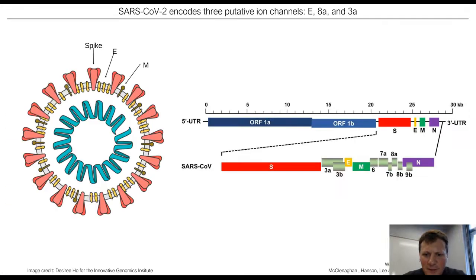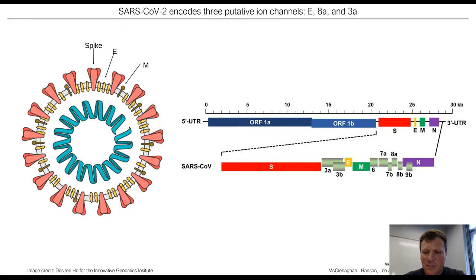So the first of these stories concerns a protein called ORF3A. This is a putative viral ion channel encoded by the SARS-CoV-2 genome. We became interested in this protein at the beginning of the pandemic last year as a potential alternative target for vaccine or therapeutic development based on work that had been done in the related SARS-CoV-1. And we're also interested in this protein because it appeared to represent a novel membrane protein ion channel fold.